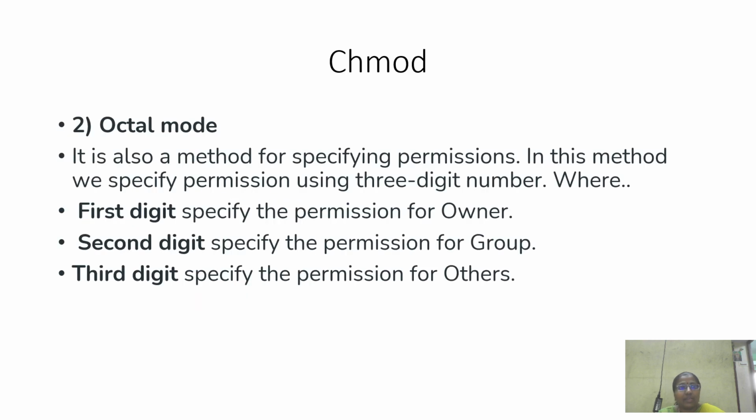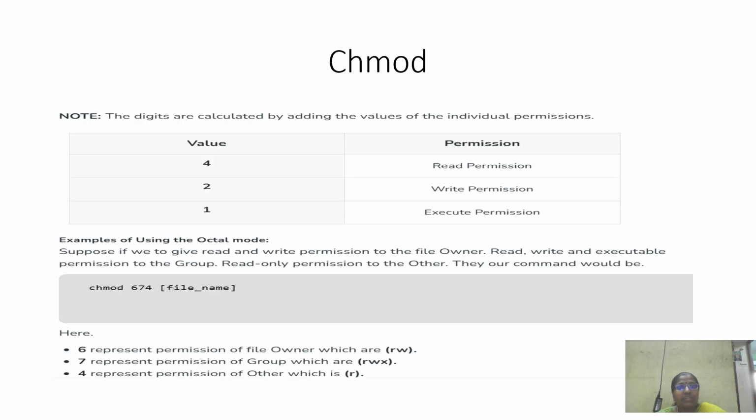So this is how, symbolically, you will be changing the permission of your file. In the octal mode you will be using three numbers, like 754. That is the 3-digit number you will be using. The first digit specifies the permission of the owner, the second digit specifies the permission of the group, and the third digit specifies the permission of others. Here you will be using the values 1, 2 and 4. So 4 means read permission, 2 means write permission, 1 means execute permission.